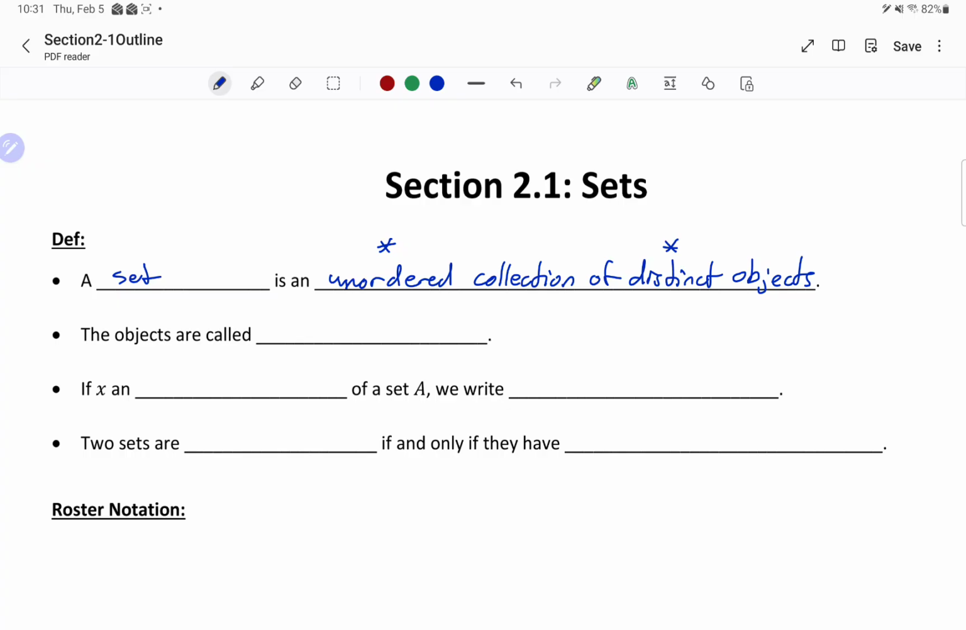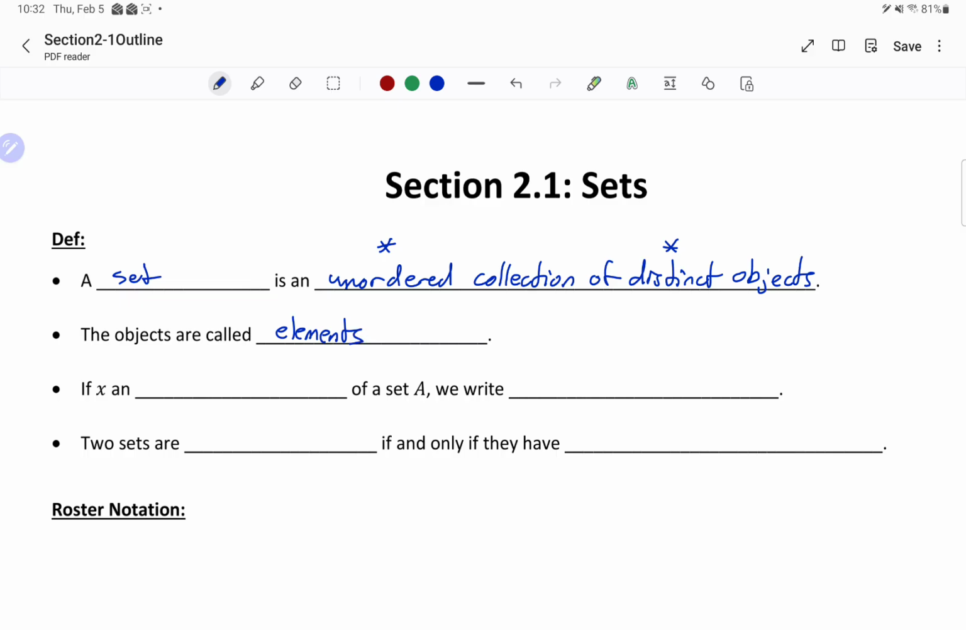And I don't have them in any order. I could talk about that group of things as the phone, the water bottle, and the notebook, or the notebook, the water bottle, and the phone. Doesn't matter what order I say them in. They're all the same set. Okay? So the objects of these sets are called elements.